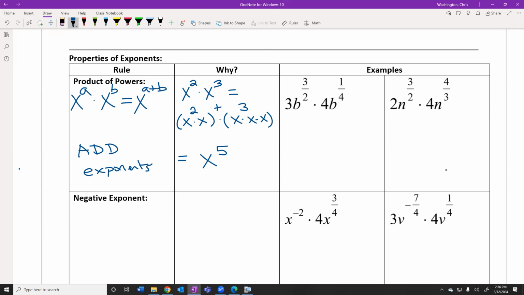So if we have something like this example, the first thing we want to do is take the numbers, the coefficients, and multiply them together. 3 times 4 is 12. We have the same base. We can only add the exponents if the bases are the same. If you have x and you have y, you can't put those together because the bases aren't the same. But in this case, we have b and we have b. The bases are the same. So what are we going to do with the 3 over 2 and the 1 over 4? Not cross multiply. We're going to add them together. We're going to add them together.